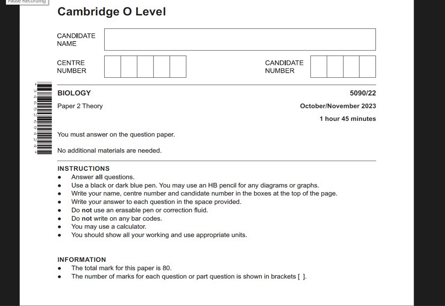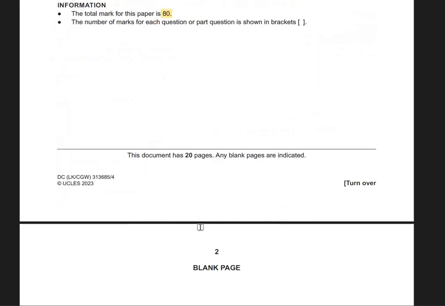This is Dr. Visha and today we are going to be solving our paper 2 O-Levels Biology, October-November 2023, 5090. As you all know, this paper consists of 7 to 8 questions and it has 80 marks, and the time duration for this paper is 1 hour and 45 minutes. Alright, so let's begin solving this paper.